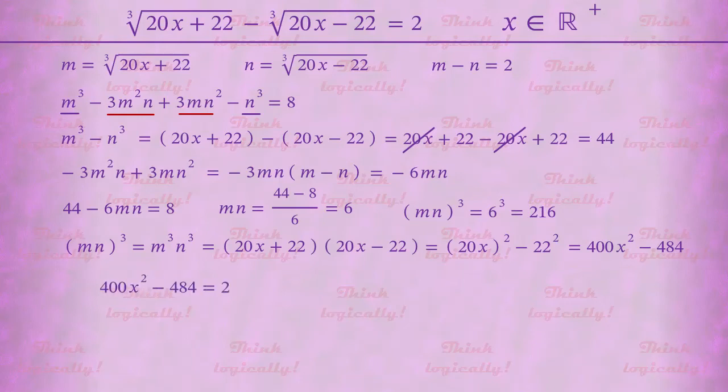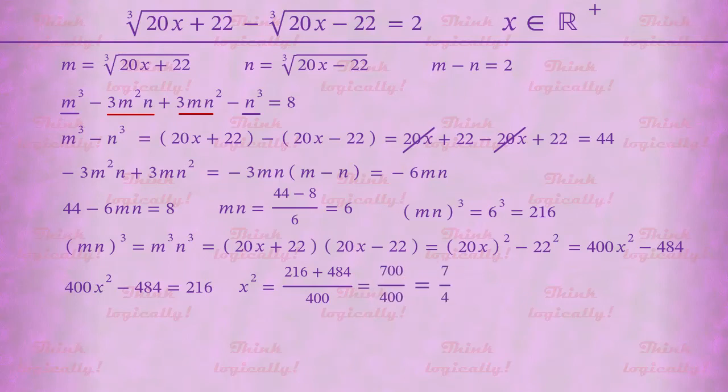So we've got an equation and find the value of x squared, which is 7 quarters. And since we are looking for a positive value of x, it must be equal to square root of 7 over 2. We've got the same answer as before, but in a much shorter way. And this is the end.